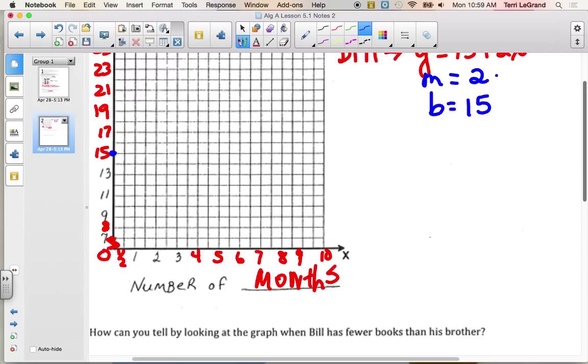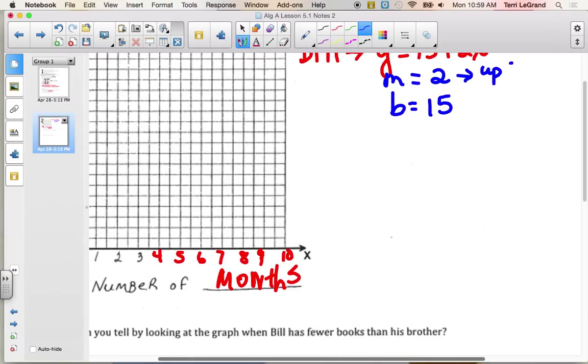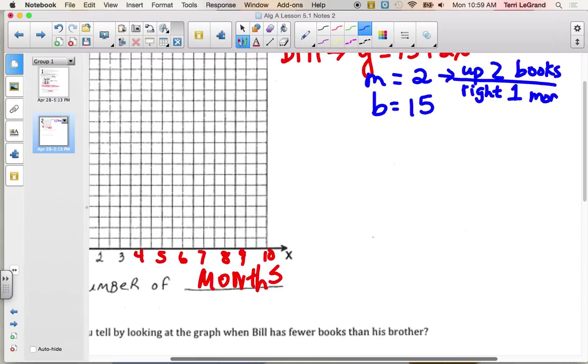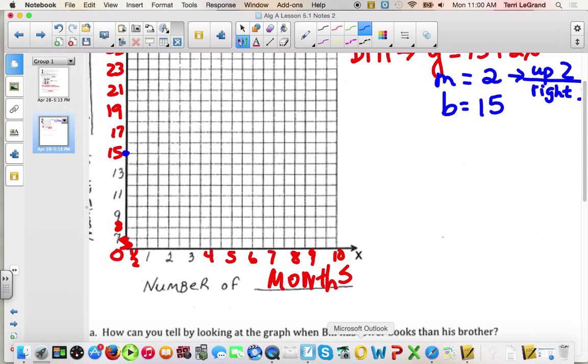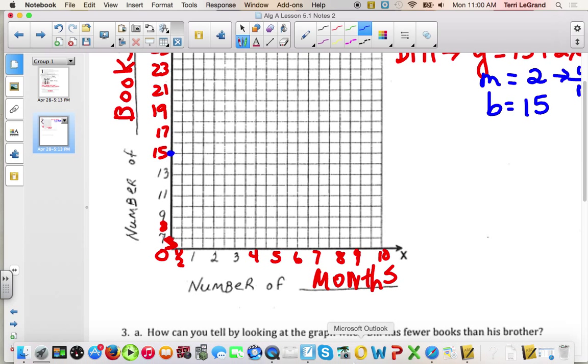So let's think of it like this. This is up 2 books. Let's write that down so we can see. Up 2 books and right 1 month. It's a better way to think of it. So we're going to go up 2 books and we're going to go right 1 month. Okay? So a little bit different than we've been doing when we didn't know what the equations were representing.